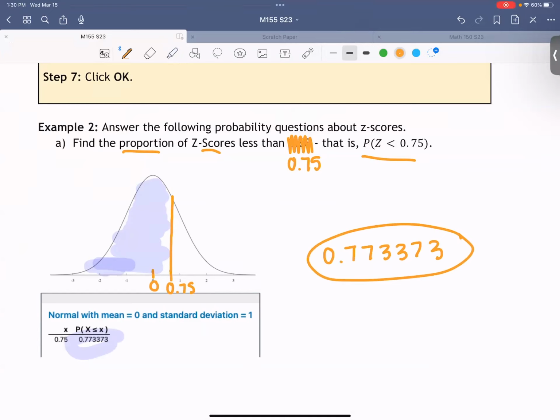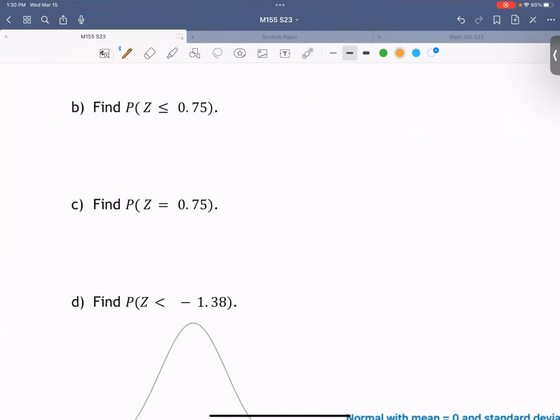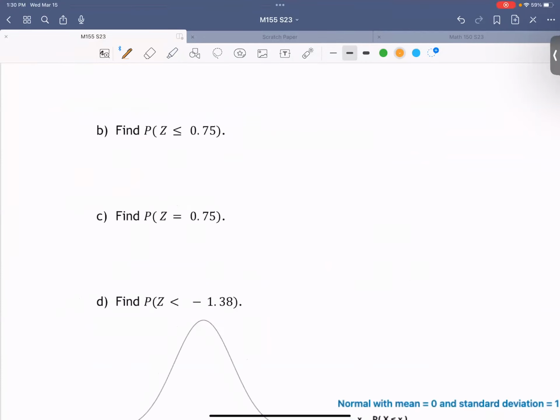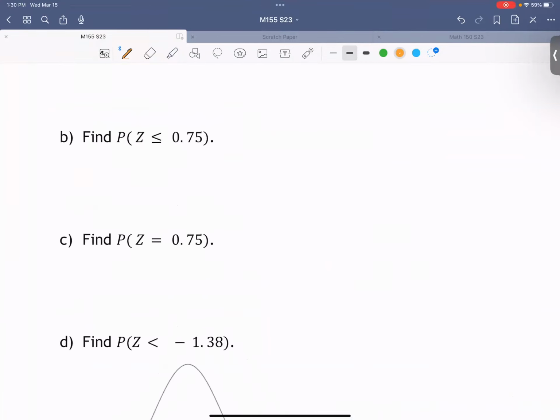All right. If you flip your page over, I have a couple more. Let's say I wanted to find the probability. Well, in part A, I found the probability of less than 0.75. What do you think the probability for less than or equal to 0.75 is? It's going to be the same, right?